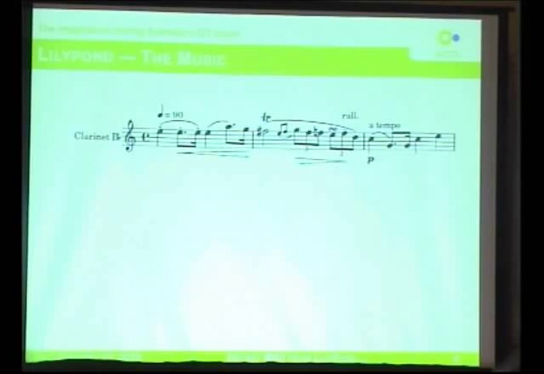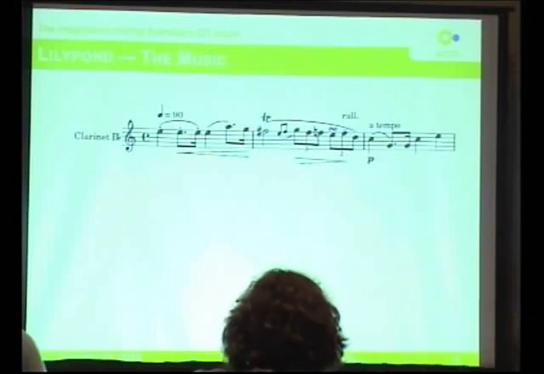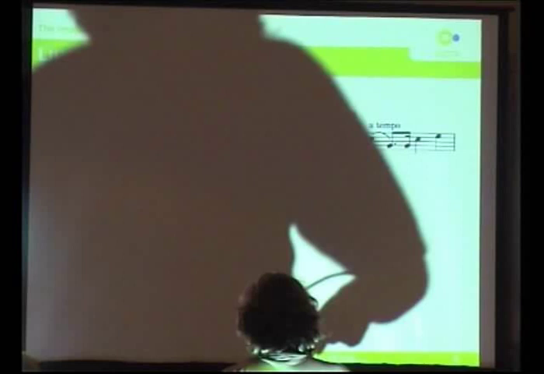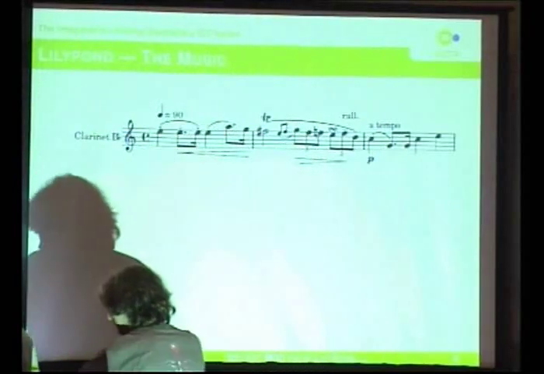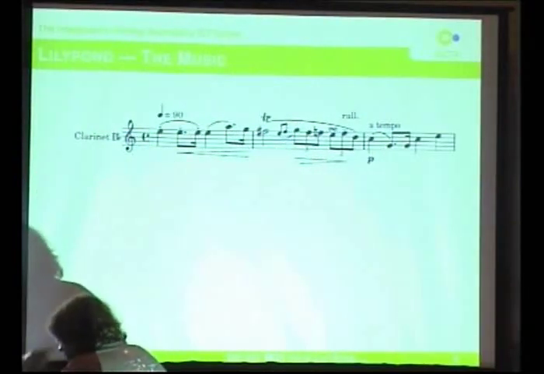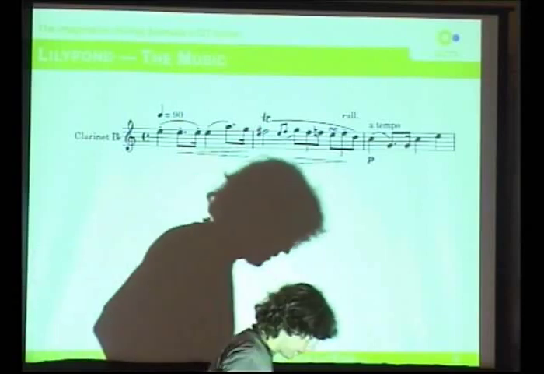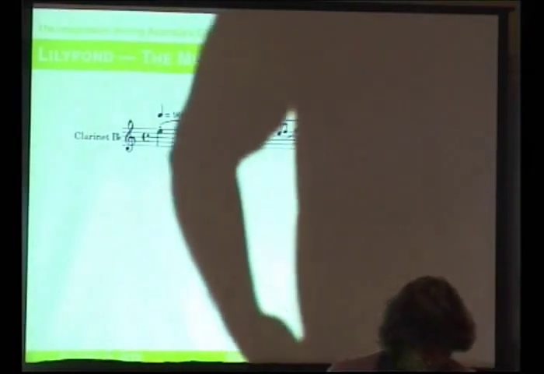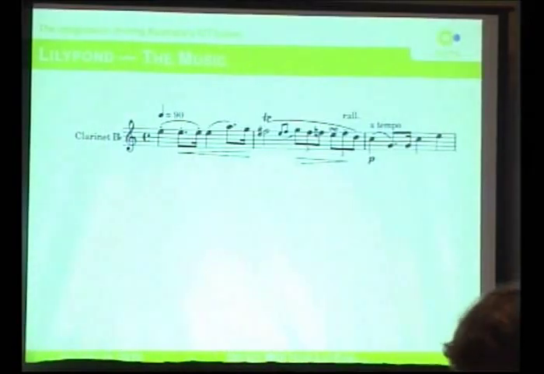Was that better? Could you hear that? Yeah. Okay, but that's not what's written there. A real musician wouldn't play it that way. So what are you going to do to make it sound right? Because what we've got here is these little dots, which mean play that note shorter than it's written. I mean, normally you play notes shorter than they're written.